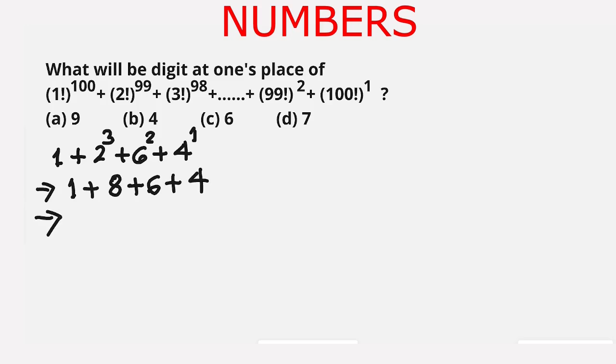On adding we get 1 plus 8 is 9, 9 plus 6 is 15, and 15 plus 4 is 19, and ones place digit of 19 is 9. Thus the ones place digit of the given question comes out to be 9. And from the given options, our answer is option A, 9. I hope you have understood the method of solving such type of questions. We go to the next question.